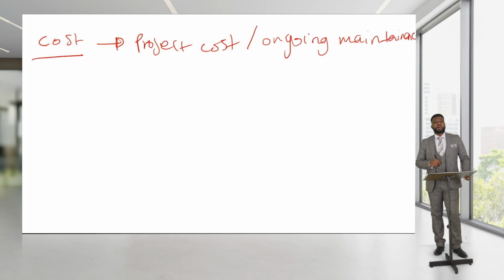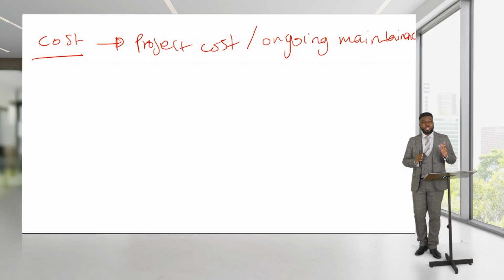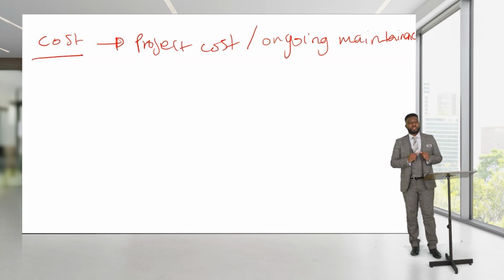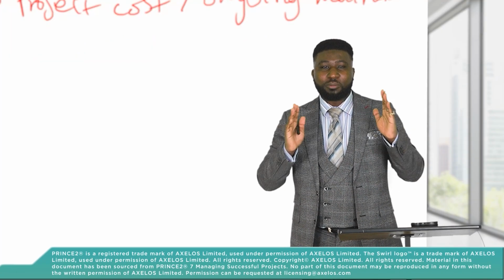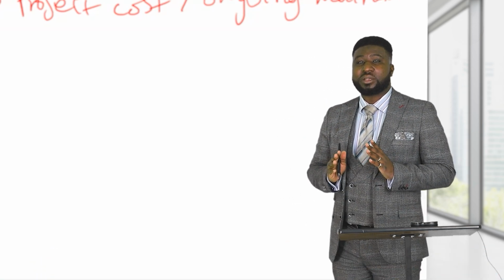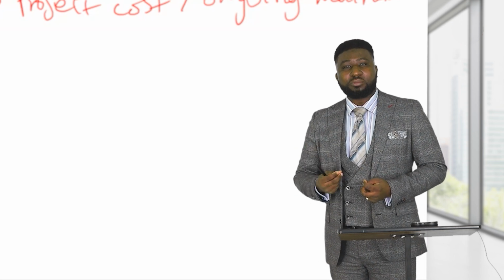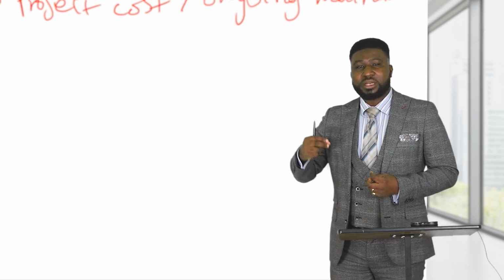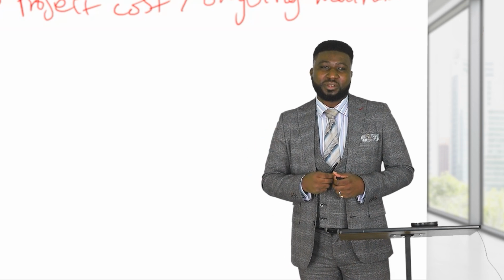Let's start with the project costs. With the project cost, we want to understand how long it is going to take us from the start of the project till we deliver a product. How much is it going to cost? From start to finish, how much should I prepare for? Now, the ongoing maintenance is to look at, once the product goes live, how much is it going to cost me to upkeep it, to keep it running in order to get those benefits?